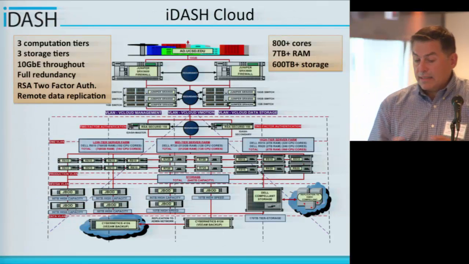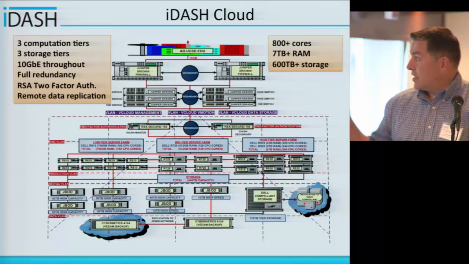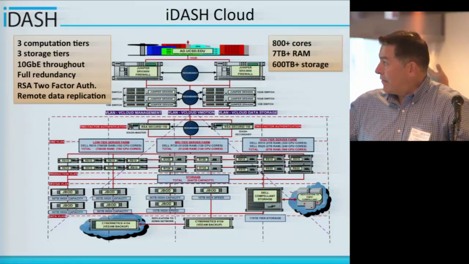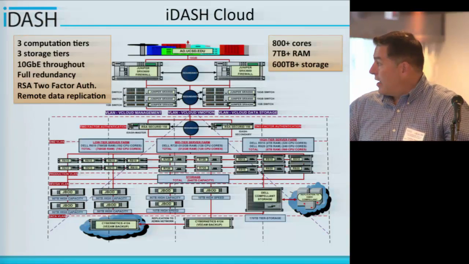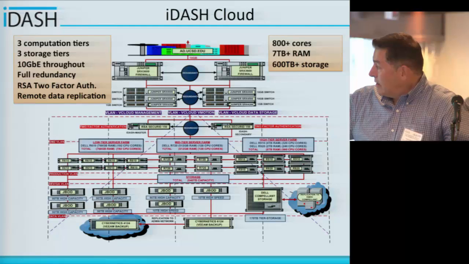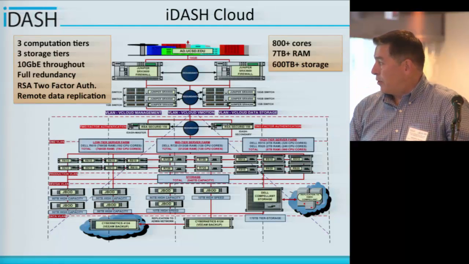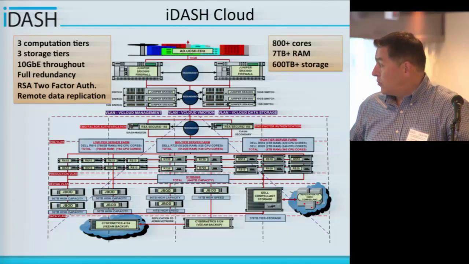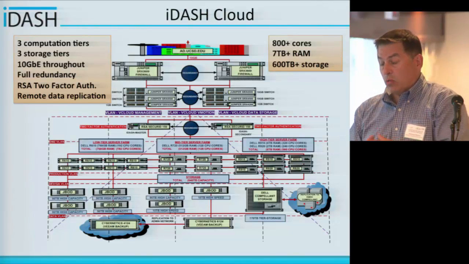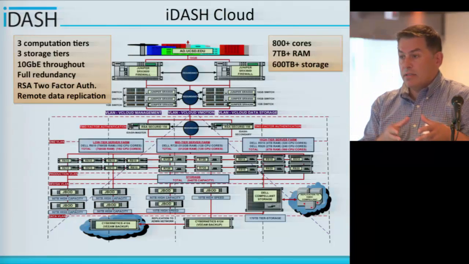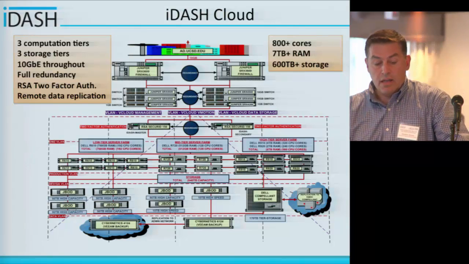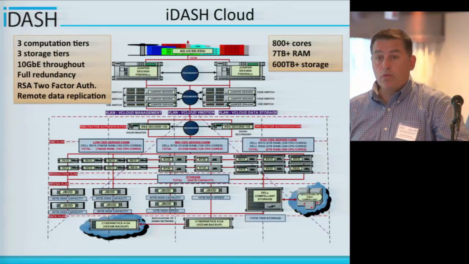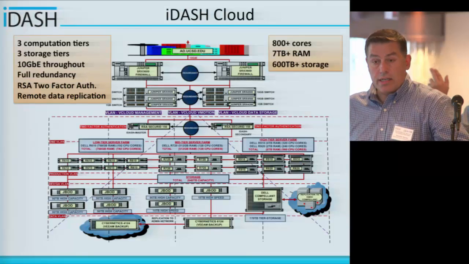At this point, the schematic of the cloud looks as follows. But the summary is that we have 3 computational tiers. They are partitioned between the high, mid, and low tiers, computing farms. We have 3 storage tiers, which are also partitioned between solid-state, 15K drives and 7.2K drives. We have 10 gigabits per second connectivity throughout with full redundancy in all the networking.